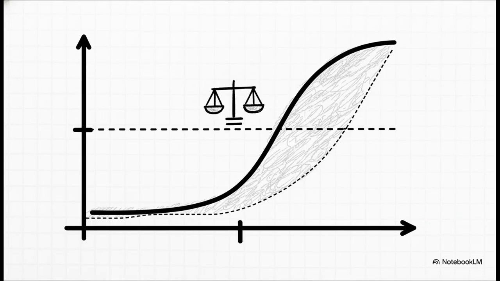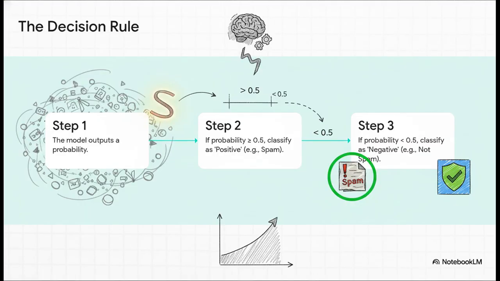So why is this sigmoid function so perfect for the job? Well, a few reasons. First, its output is always between 0 and 1, so we can treat it like a probability. But the really crucial part, it gives us a clear decision point right in the middle, 0.5. That becomes our line in the sand. And with that line in the sand, the rule becomes incredibly simple.